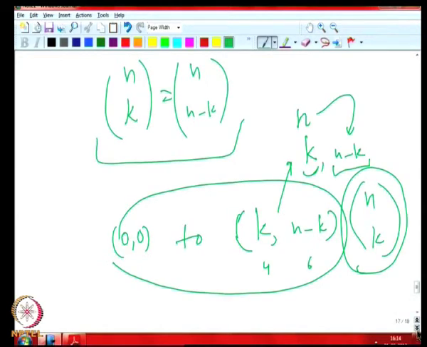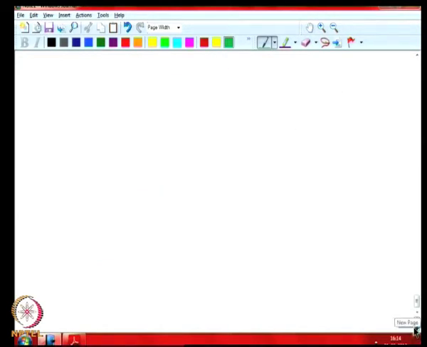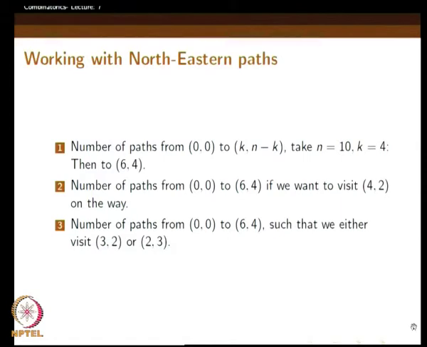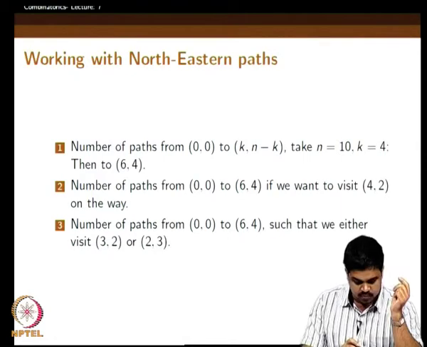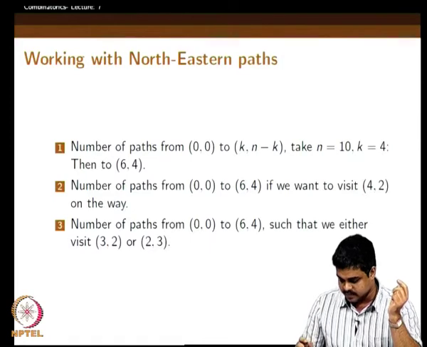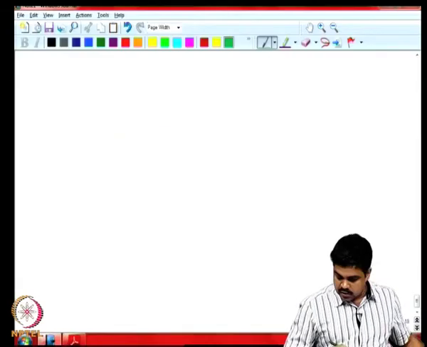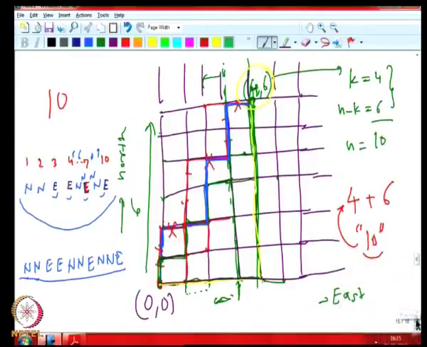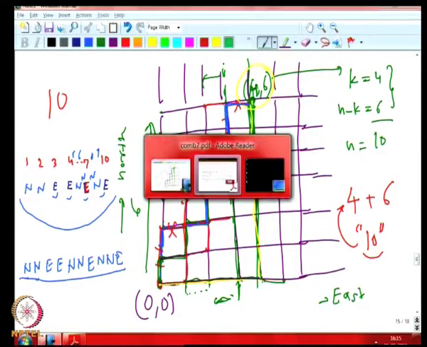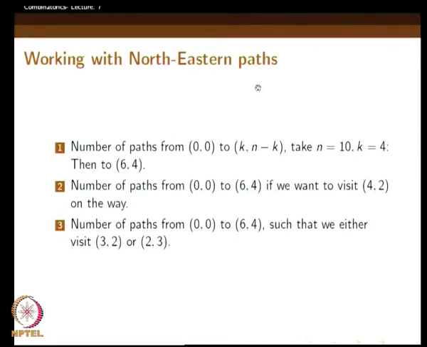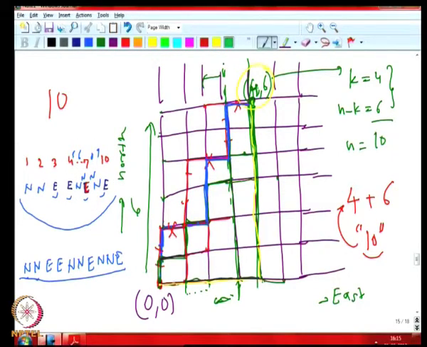So, and again we can ask this question a little slightly, make it a little more difficult. So, what about the second question, number of paths from 0 0 to 6 4, if you want to visit 4 2 on the way, right. I will go back to my picture. Here I want to reach 4 6, but the constraint now is that I want to visit 4 2 on the way. Where is 4 2? 1 2 3 4, 1 2 3 4, 4 2. This is the point.